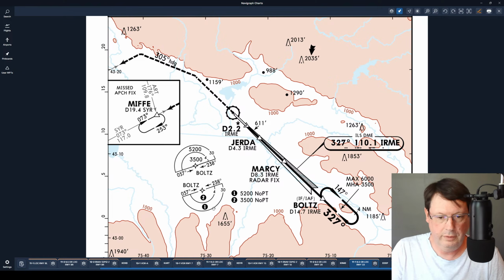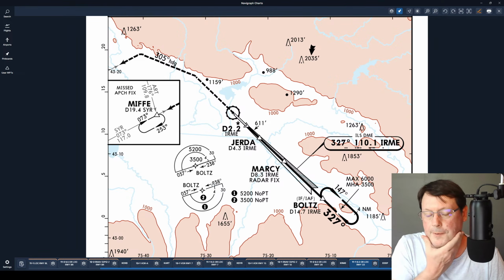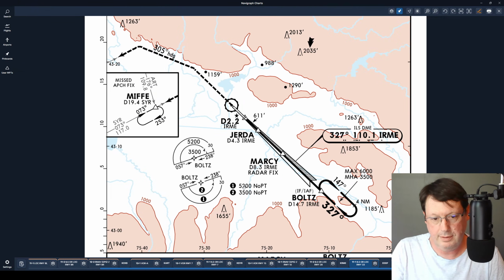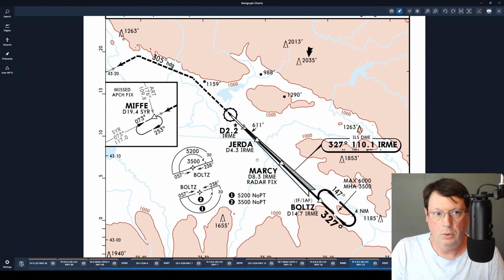5,200 feet when you're in this area, 4 to 30 nautical miles. 3,500 feet as you get closer to the airport or closer to BOLTS. Again, it's a little unusual for a minimum safe altitude, but that's what it is on this particular approach. So, what else can we get from the overhead?